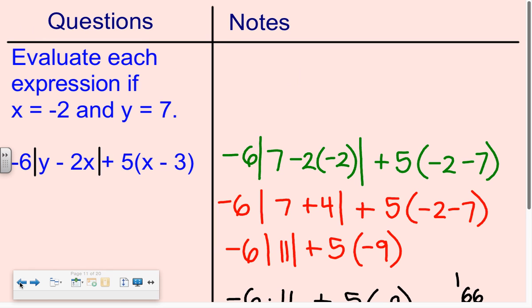There's no essential question on this one, so the notes are done.